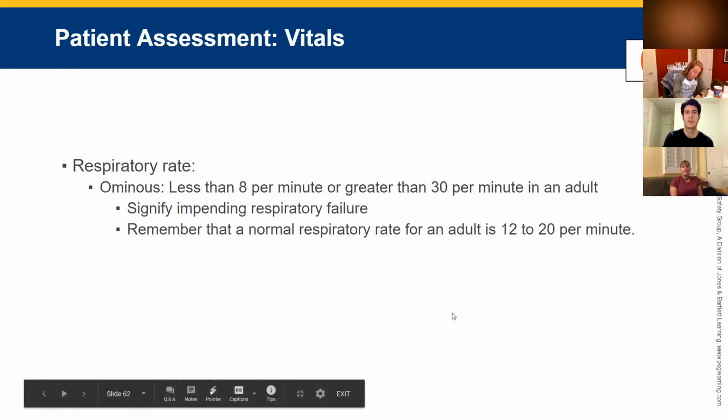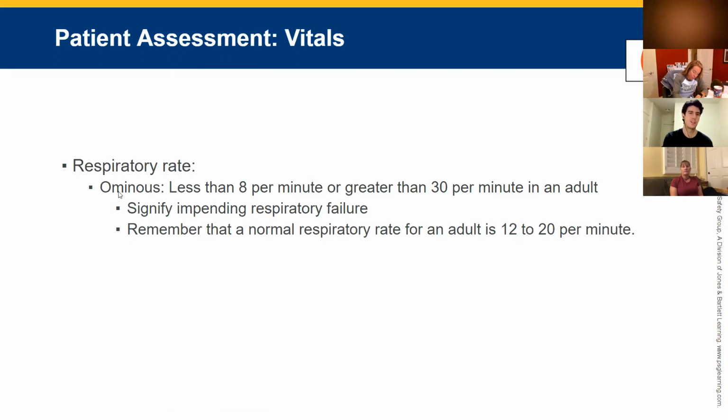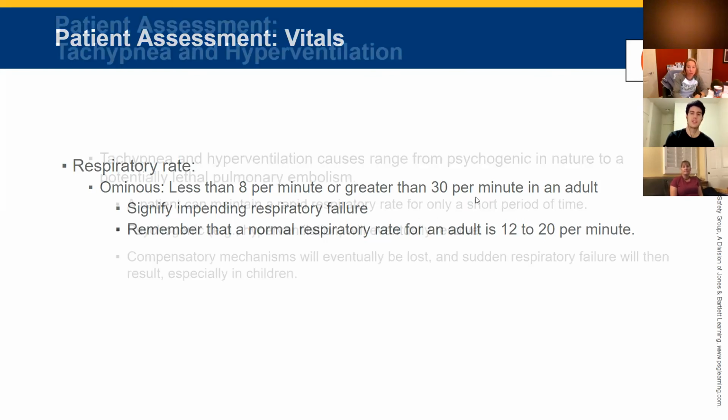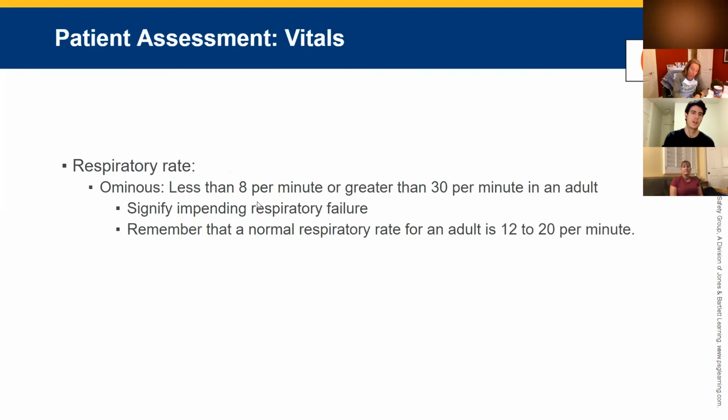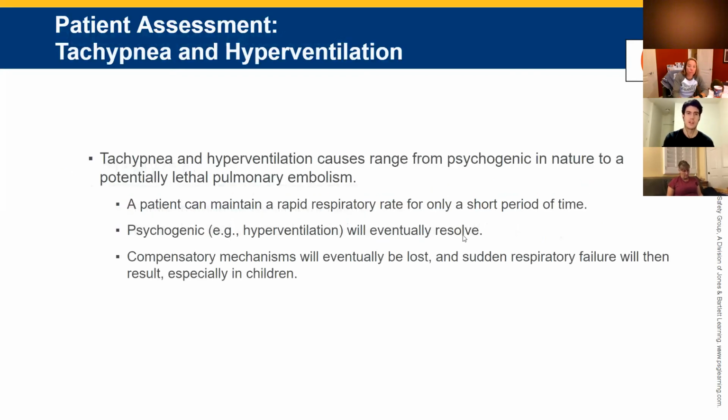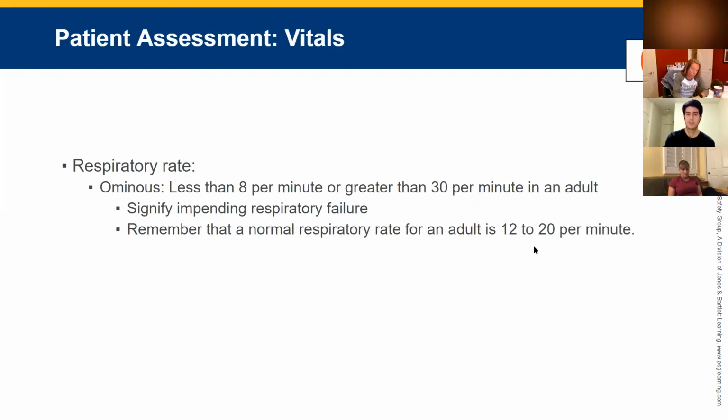All right. And respiratory rates, ominous. That's the first time I've seen that come up here. Less than 8 per minute or greater than 30 per minute in adults is a sign of a serious issue, signifying respiratory failure coming. So if you see someone breathing really slow or really fast, that is a bad sign. You think they need to be in the hospital immediately. Want to watch out for that. And normal is 12 to 20.